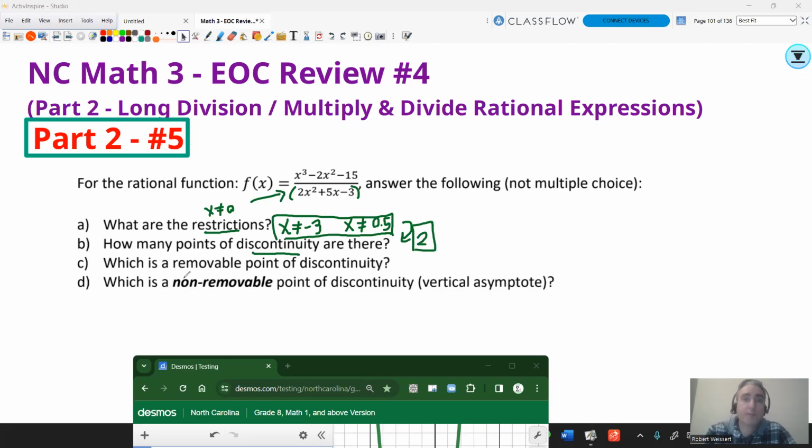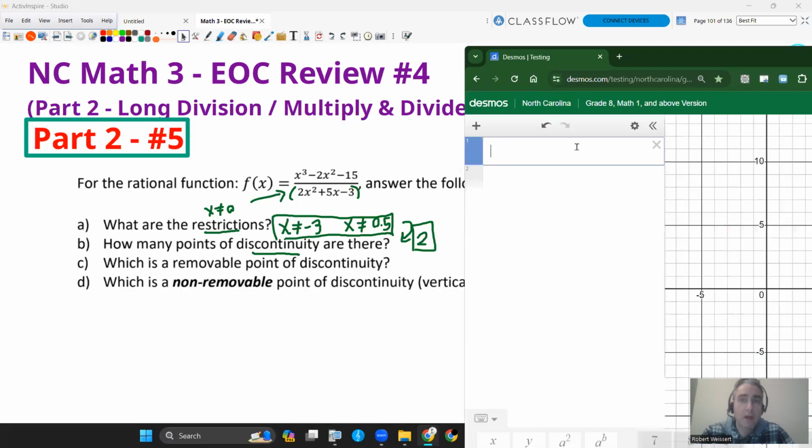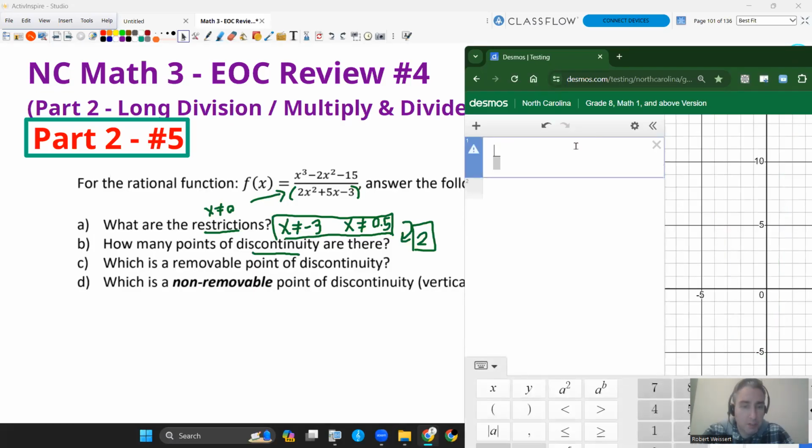Which one is removable? Well, you can go through and you can actually graph the whole function to determine that. So since I know x cannot be negative 3 or 0.5, let's graph the entire function.